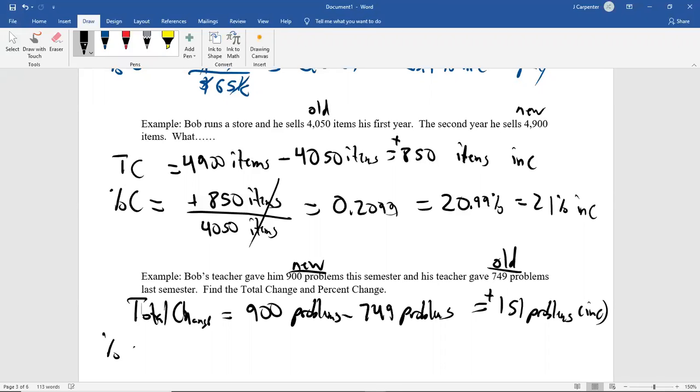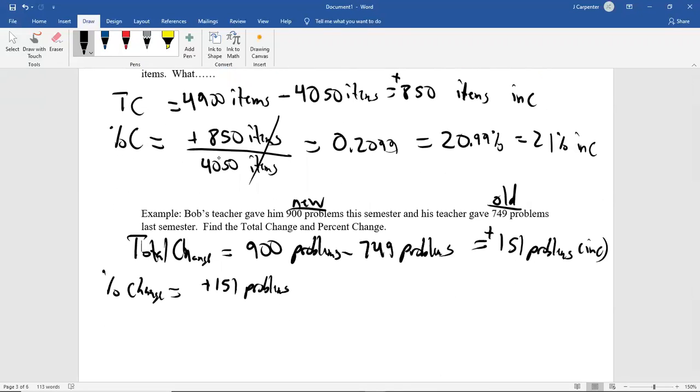So that'll make our percent change. We're going to take the total change of the positive 151 problems. Again, that's an increase. I totally should have made that answer a 99, but I didn't think about it until just now. Next semester. Then we'll divide that by the original, the old, the thing that happened first in time. And again, not the 900, not the first thing in the sentence, the original, the thing that happened first in time. So that's the 749 problems.